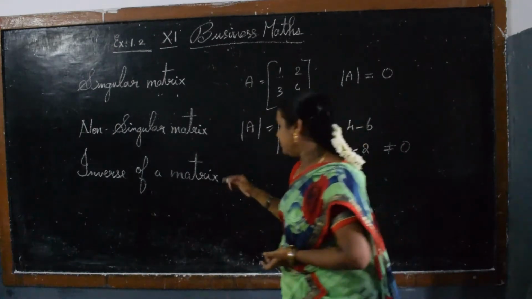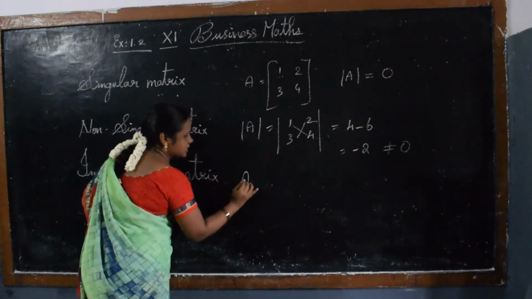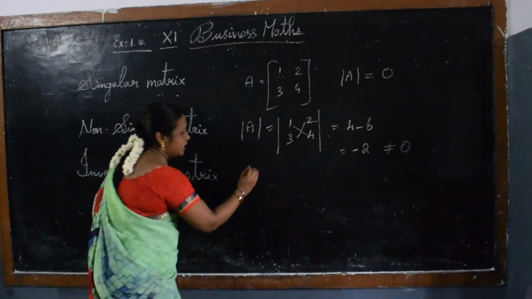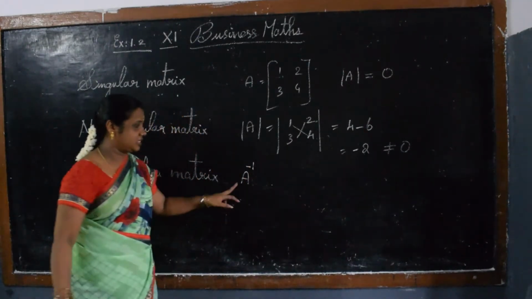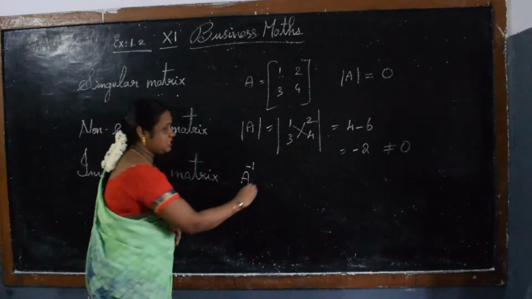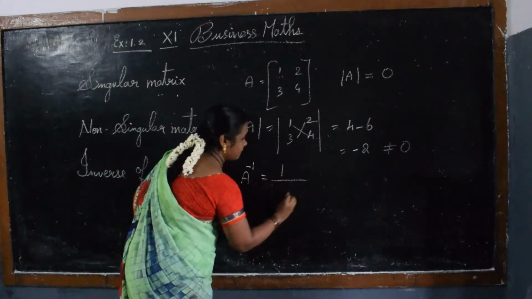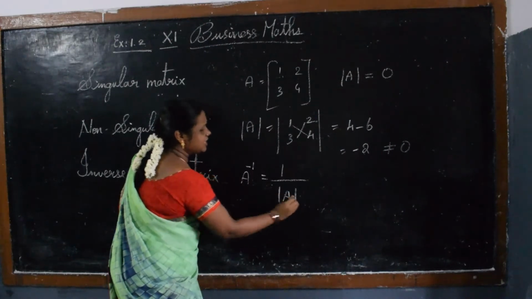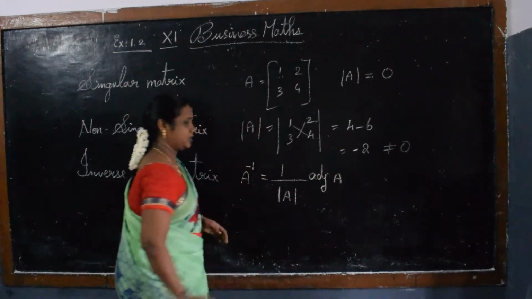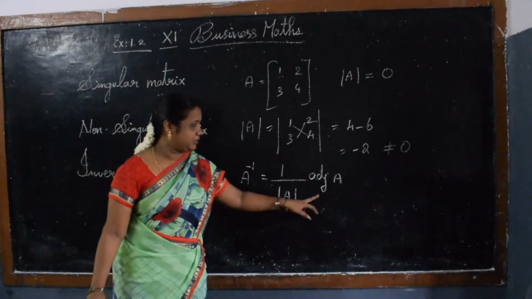It is denoted by, see here. Suppose A is the given matrix. How can you find the inverse of a matrix? That is denoted by A inverse. This is the symbol for the inverse of a matrix. How can you find this? With the help of one formula: 1 by determinant of A into adjoint of A. Okay children, adjoint of A.